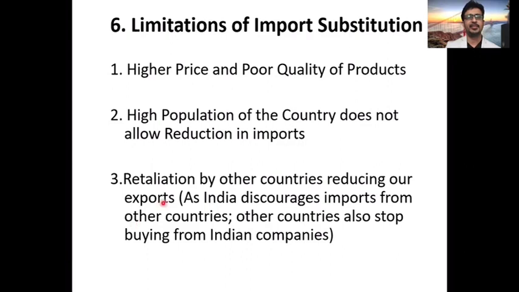And finally, retaliation by the other countries reduced our exports. Now see, as India discourages the imports from other countries, naturally the other countries will retaliate. So other countries also stopped buying many products from the Indian companies. So that was the third limitation.